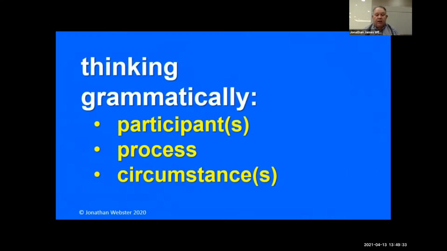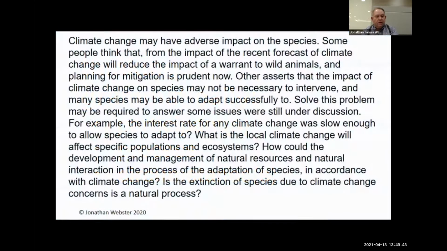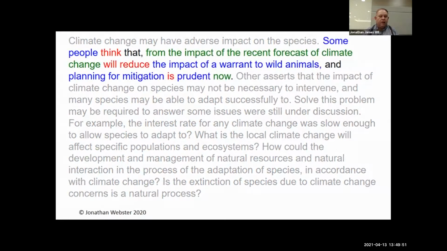So when we say thinking grammatically, we're talking about thinking about who are the participants? What is the process? What are the circumstances? Now, let me take an example to illustrate why one has to think about this. And let's just take this sentence here. It's not a well-formed sentence. Why isn't it? Some people think that from the impact of the recent forecasts of climate change will reduce the impact of a warrant to wild animals, and planning for mitigation is prudent now.